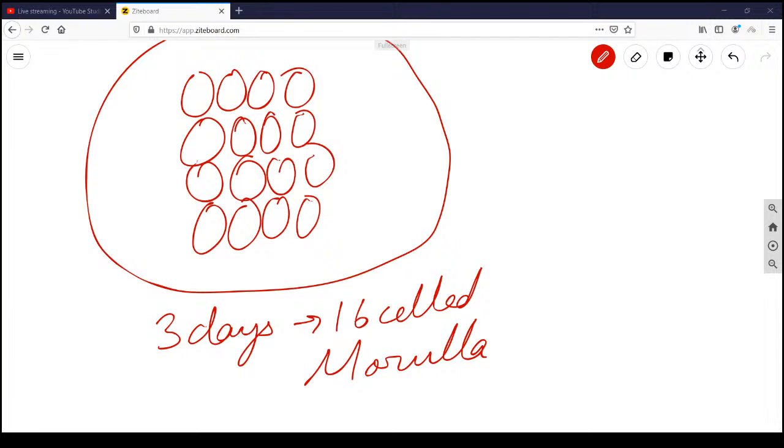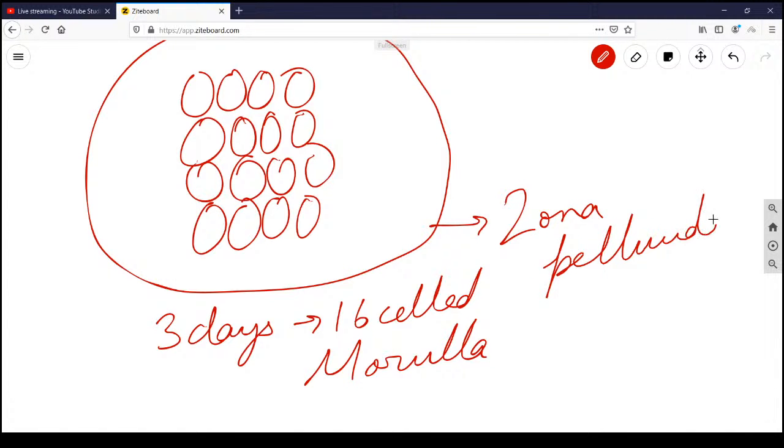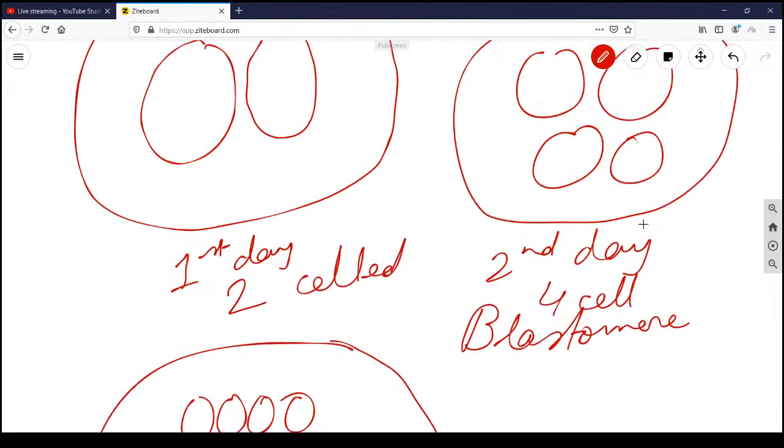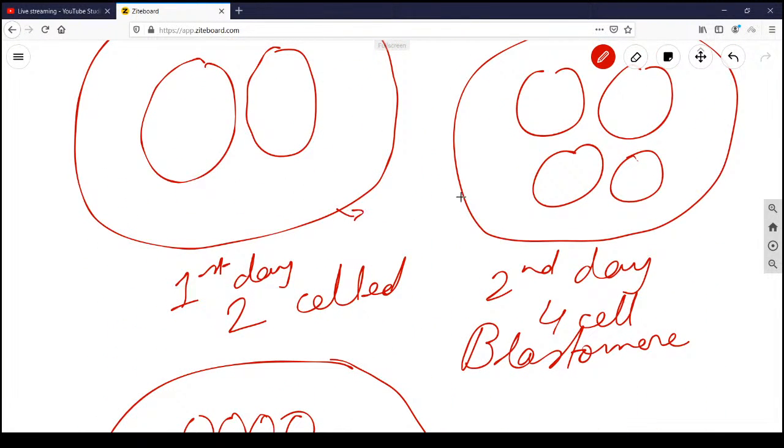So that is your entirety. And this is the zona pellucida. Still you have zona pellucida. This one is the zona pellucida. Don't think it is gone. Still you have zona pellucida. The outer layer, zona pellucida, still remains.